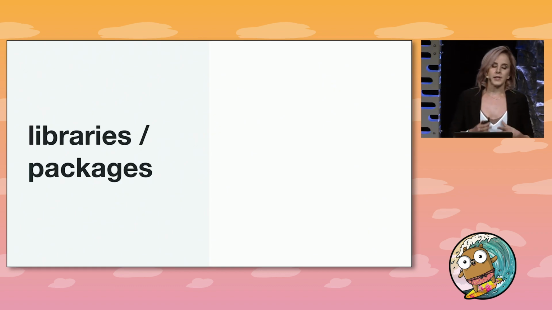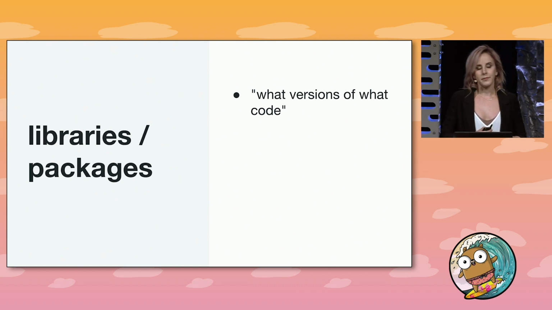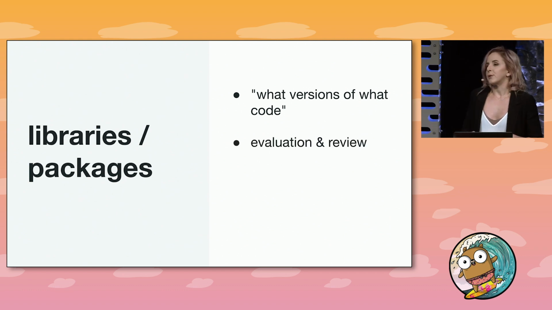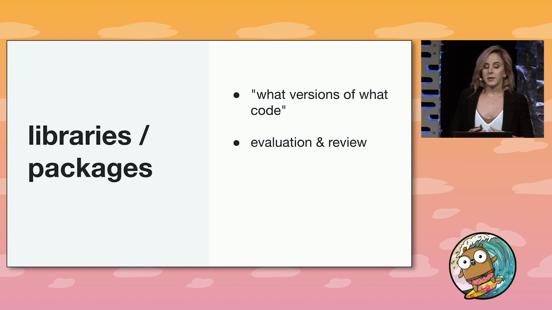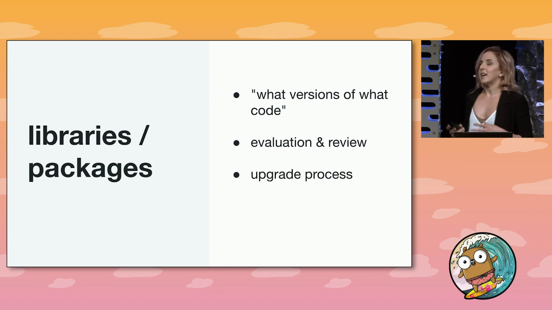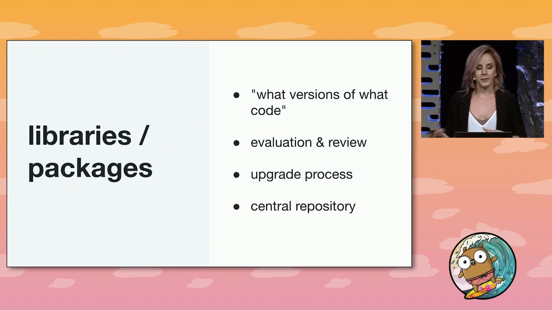Standardizing libraries and packages essentially meant standardizing what versions of what code should be used in applications. And in order to decide what versions of what code should be used, it was important that we introduce a process for evaluating potential new packages, as well as a process for reviewing changes to existing approved packages. Something else that was really important for this piece to come together was that we have a defined way to automate upgrades of any of the common modules that were being used. And lastly, all of the packages for a given language needed to live in a centralized place, so developers only had to go to one spot to look for available code.